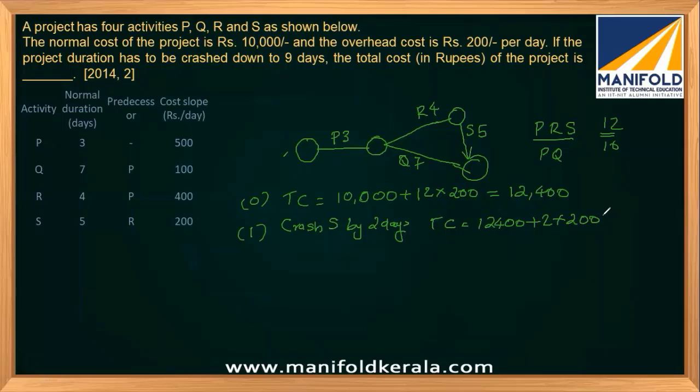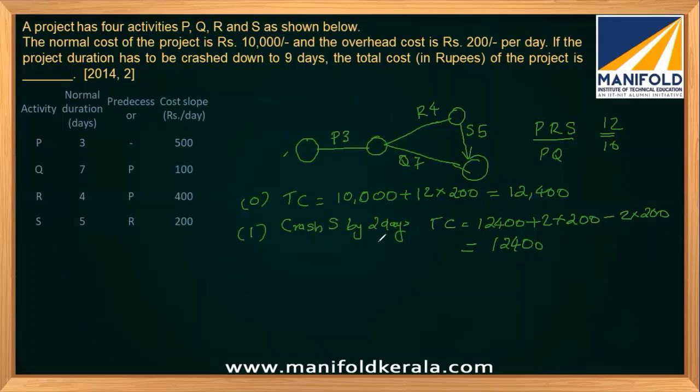Now, if I crash 2 days, I am saving 2 days of overhead. I'm saving 200 rupees per day as overhead cost, which I would have had if it was 12 days. So I can reduce that amount: 2 into 200. This is the overhead cost. If it was 12 days and now I only have 10 days, I am saving 2 days of overhead cost. So it comes out the same, because the two cancel each other. I'm not gaining or losing any money, but I have crashed 2 days without losing any money.